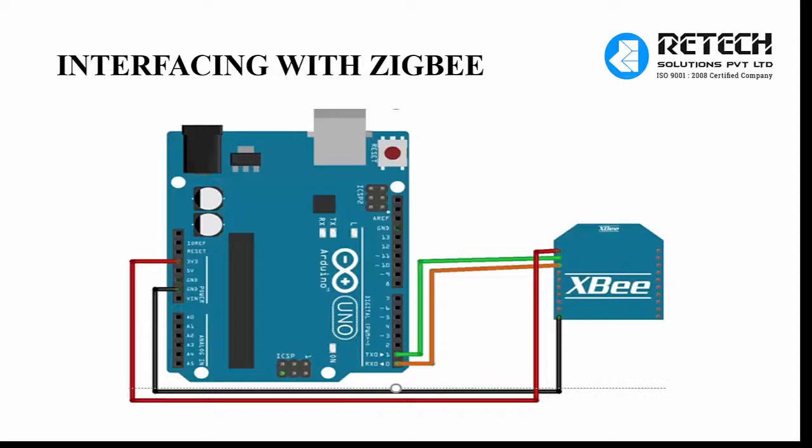Okay, then interfacing with Arduino. How to interface Zigbee with Arduino? If you want to use Bluetooth, Zigbees or any sensors, you need to control them using Arduino or microcontrollers. So how to interface Arduino with Zigbee? It is a very simple connection.